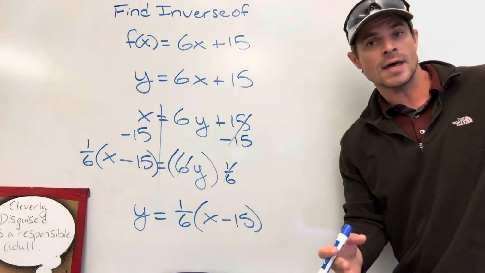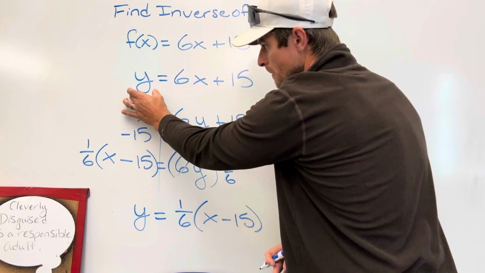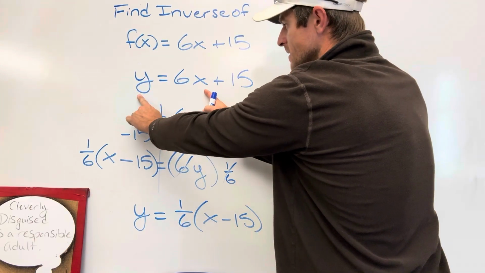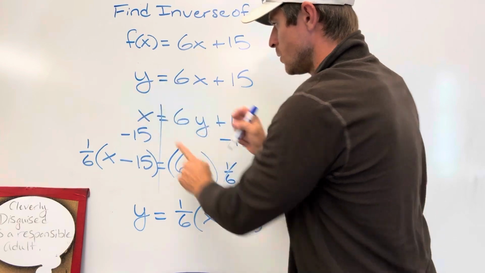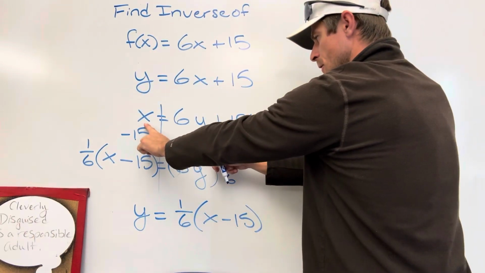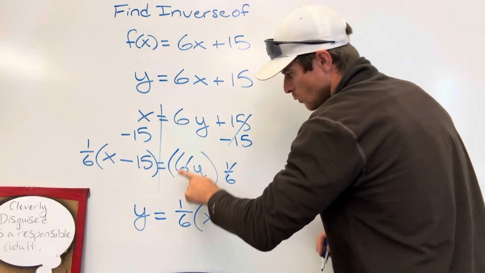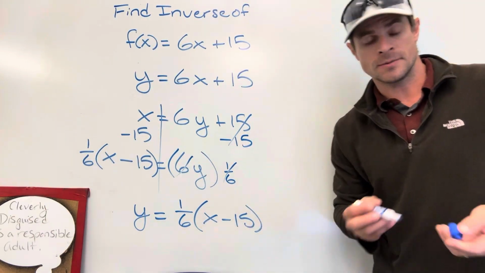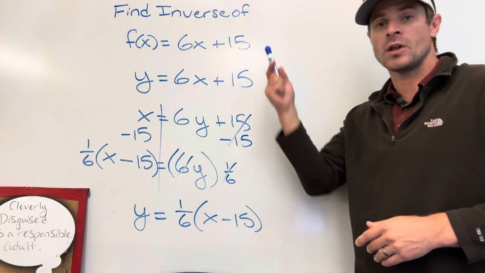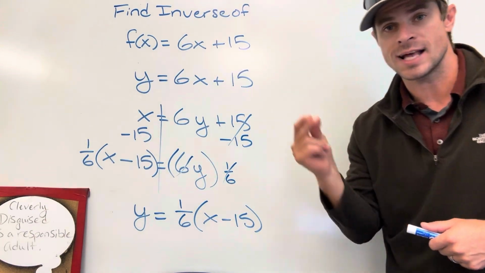Okay, so how do we do that? We replaced f of x with a y. Then we swap the x's and the y's. We just flip them. X goes here, y goes there. Rewrote it out, solved for y, isolated y, and now I have an inverse function of my original. Follow those steps and you can get your inverses just like that.